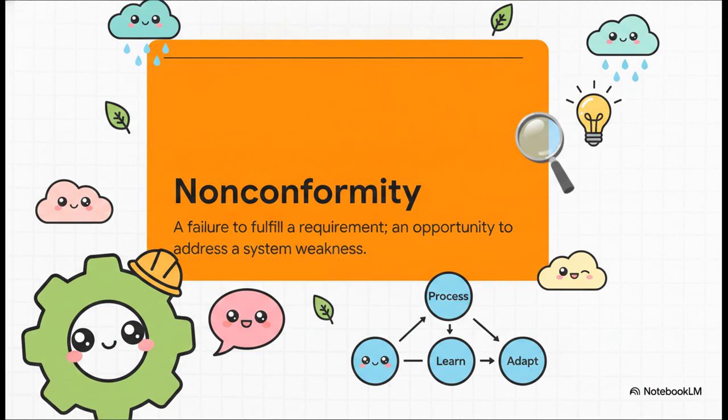Let's clarify exactly what we mean when we hit that third step. A nonconformity is strictly defined as a failure to fulfill an environmental management system requirement. But pay close attention to this next part. It is an opportunity to address a system weakness, not a personal shortcoming. This is absolutely crucial. A nonconformity is never, ever about finding a scapegoat. It's about identifying a breakdown in the system's underlying processes, whether that's inadequate resources, poor communication, or maybe a lack of training, so the whole organization can learn and adapt.